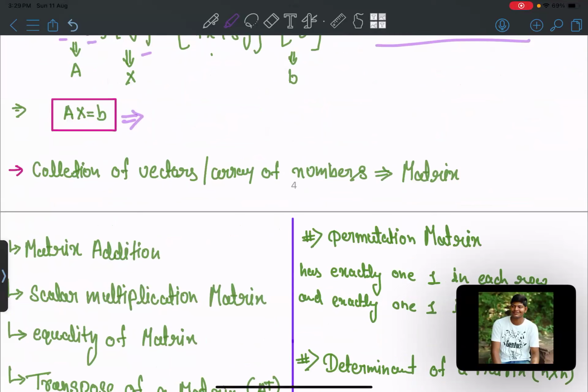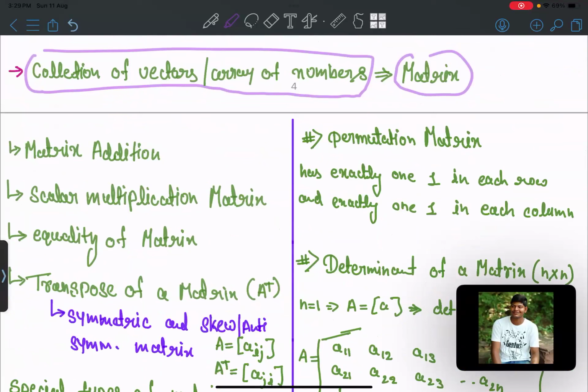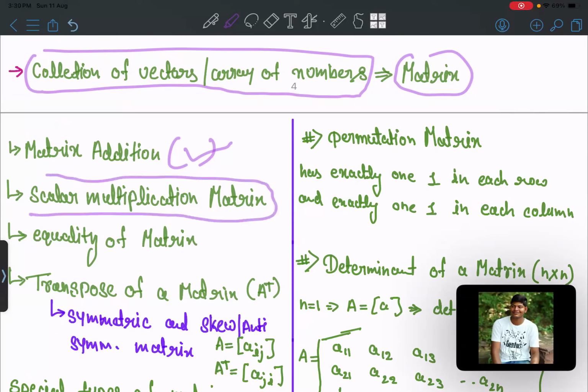So what is a matrix? Simply, you can say a matrix is a collection of vectors or arrays. Okay, so how do we add matrices? Two matrices with the same dimensions can be added, and their respective terms will be added. In scalar multiplication, the scalar is multiplied with each element of the matrix.